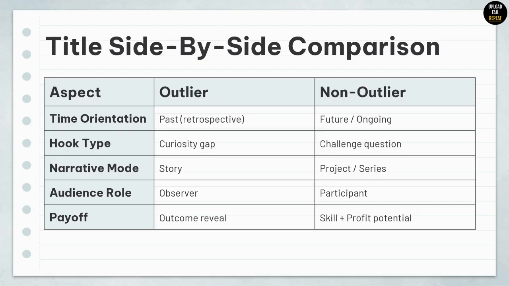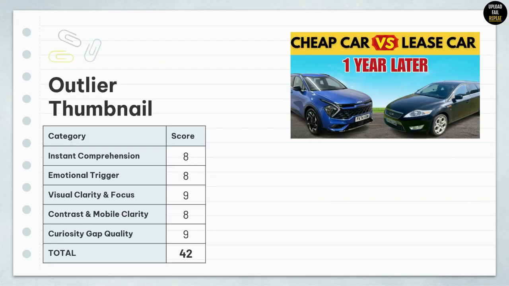The hook type is different. It is a curiosity gap for the outlier video compared to a challenge question. And then it is a story and the audience is observing and the payoff is an outcome reveal. Let's now look at the thumbnail.